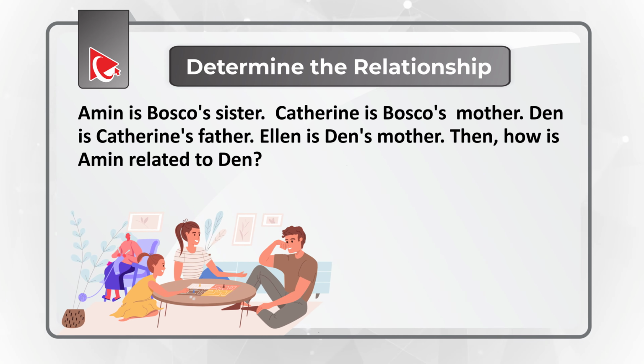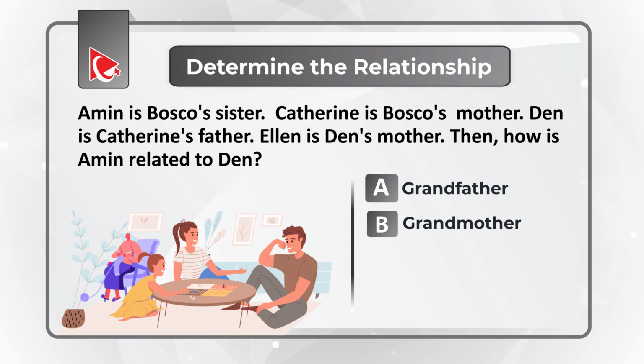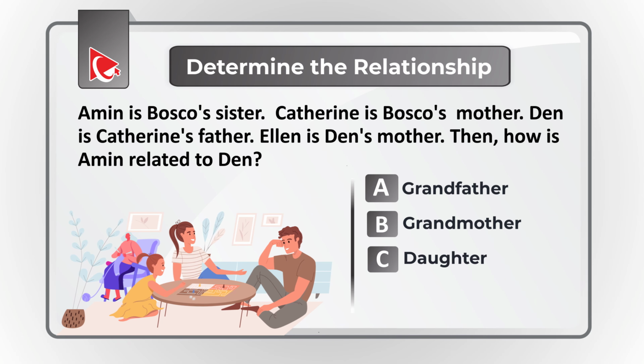And you have 4 different choices. Choice A, grandfather. Choice B, grandmother. Choice C, daughter. And choice D, granddaughter.